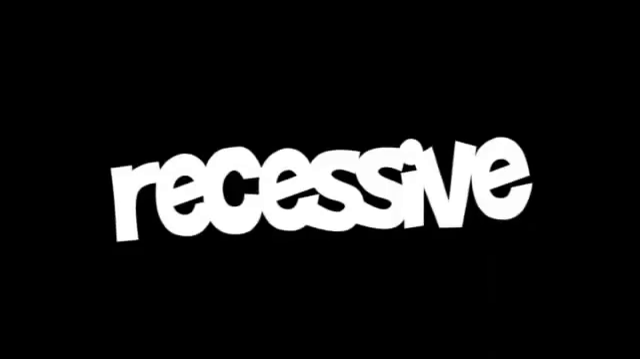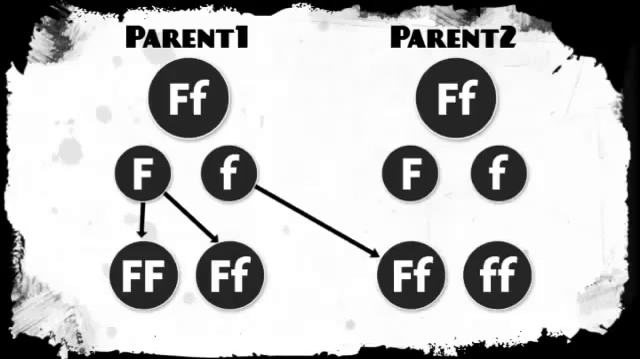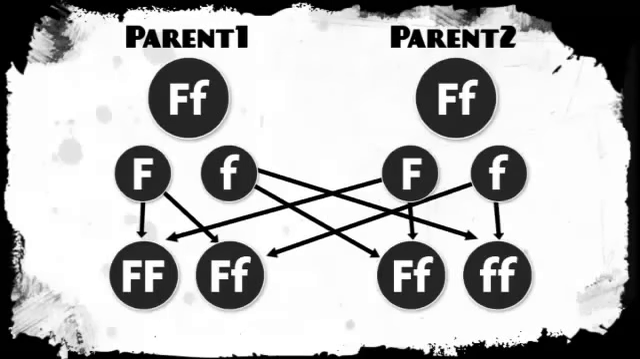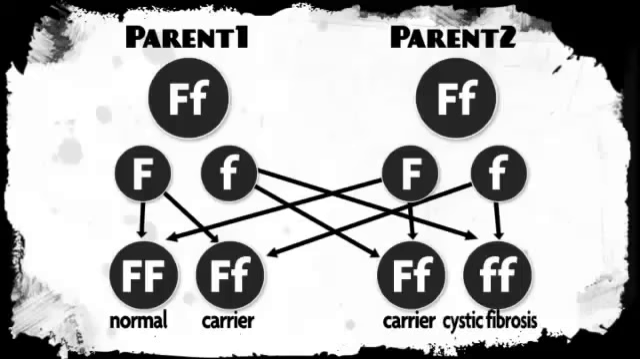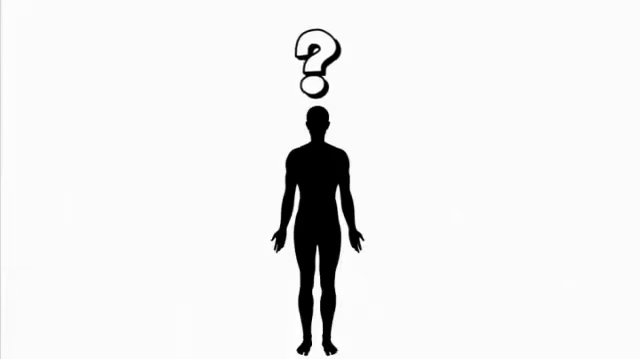We use a small f for the cystic fibrosis allele because it's recessive. If 2 parents are both carriers, then it is possible that they can both pass on a recessive allele to their child. On the plus side, there's a 25% chance the child will inherit the 2 dominant alleles and hence not be a sufferer or a carrier.